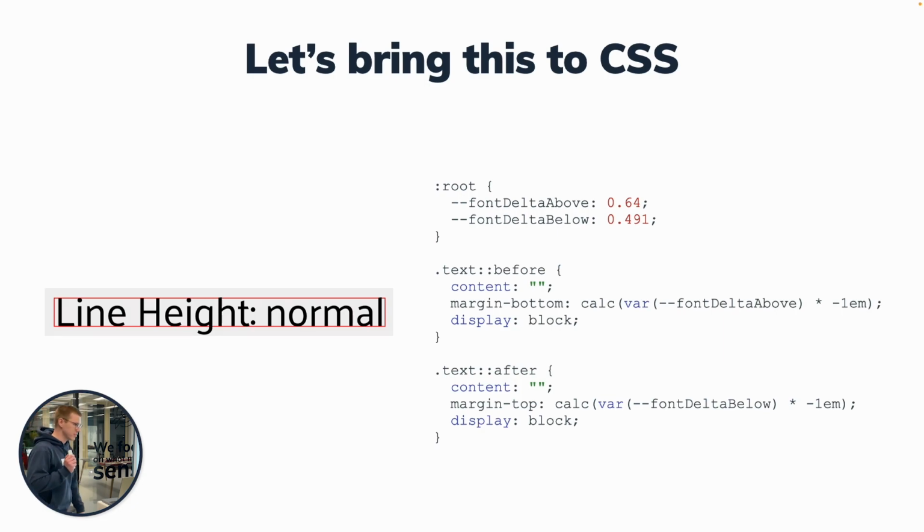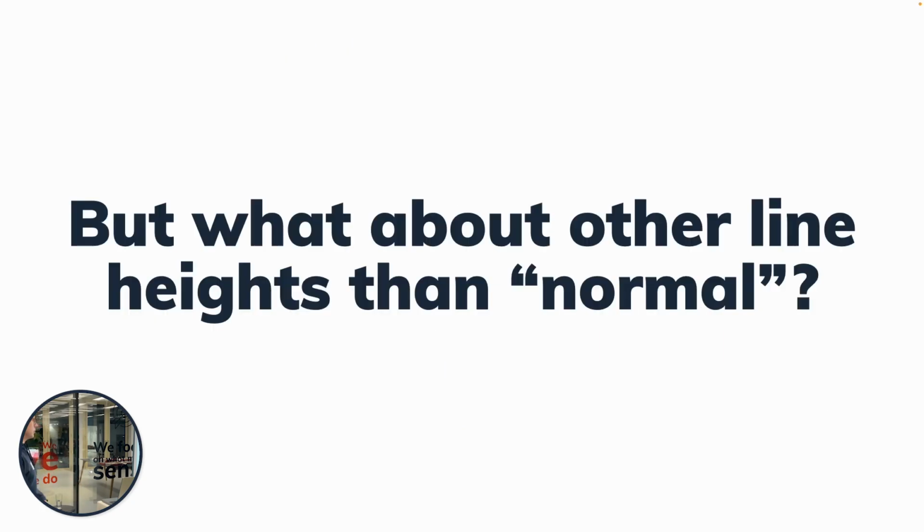The problem is just that this now only works when the line height is normal, not when the line height is set to some other value. The problem is, in this dialog that we looked at earlier, no line height is set to normal. They're all set to some specific values. So let's see how we can kind of work around this issue. So what about other line heights than normal?